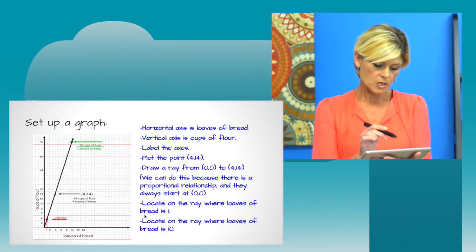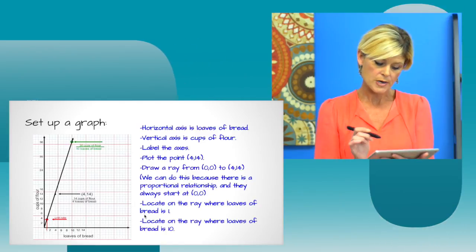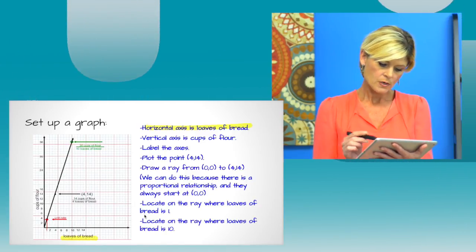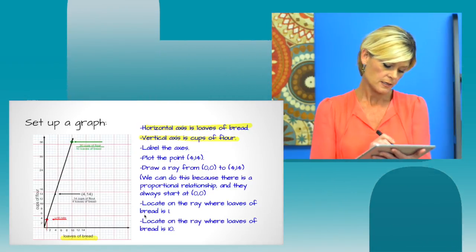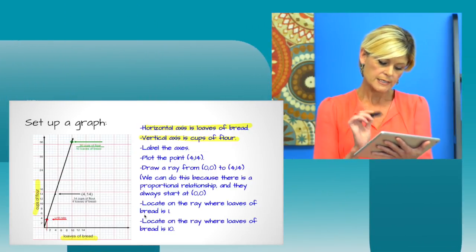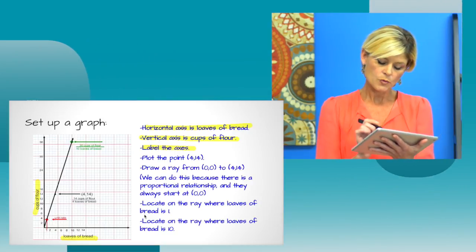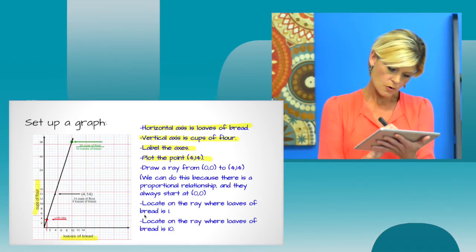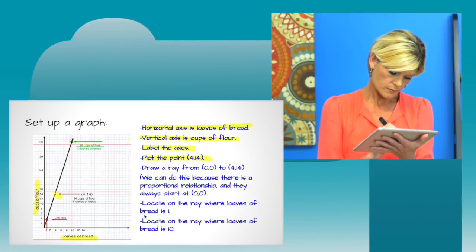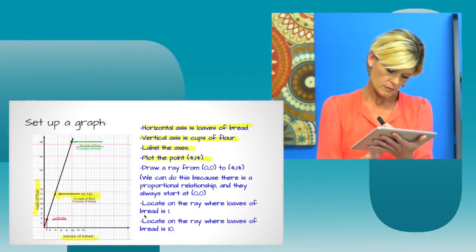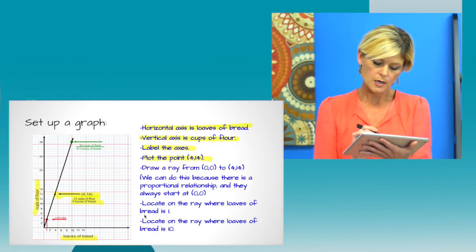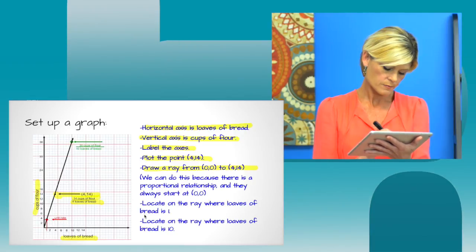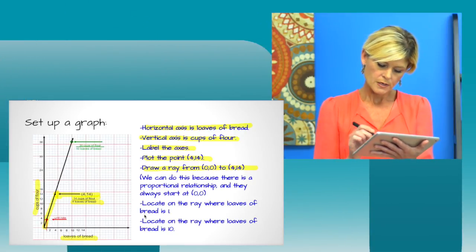Okay, so the next thing we're going to do is set up a graph. We will put on our horizontal axis loaves of bread, on our vertical axis cups of flour. We're going to label the axes, which I just did. Then you will plot the point 4 and 14. So you go over 4 and up 14 right here. Okay. Then we will draw a ray from 0, 0, our origin, to 4, 14, up.